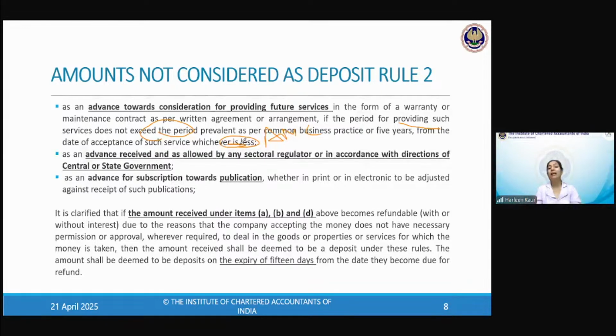So if you have done any AMC contract for future services, listen carefully. You have given advance to the company and the company is providing you future services in the form of annual maintenance contract. This contract was for the period of 15 years. How much will not be considered as deposit and how much will be considered as deposit? Think and answer.